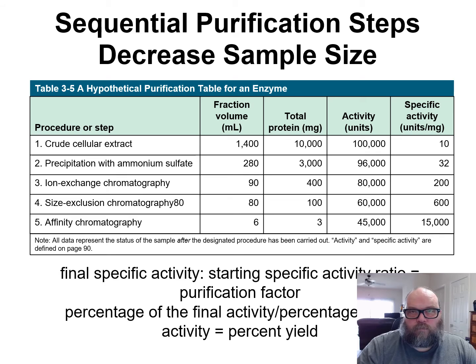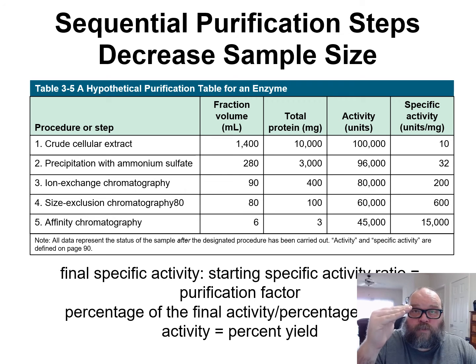Okay, so 1.4 liters, 10,000 milligrams of protein, 100,000 units. So that's about a specific activity of 10. Okay, it's a relative scale, 10.